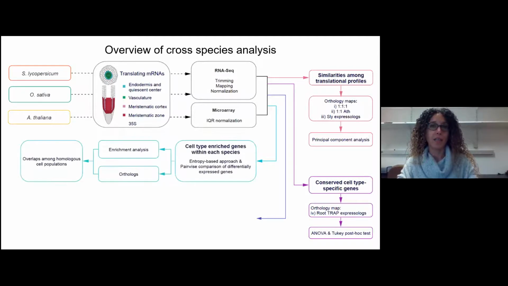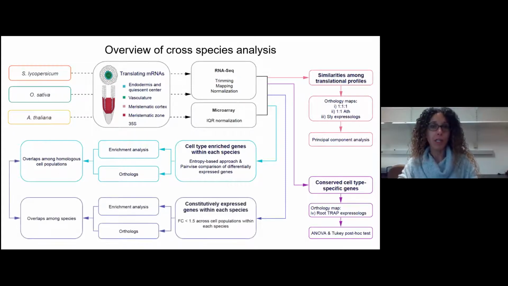And in the third analysis, we applied a different approach. The first 2 analyses are based on orthology, as I mentioned, and we decided to use an analysis that is independent of the orthology relationship. In this analysis, we compared enriched genes and functions between homologous cell populations.